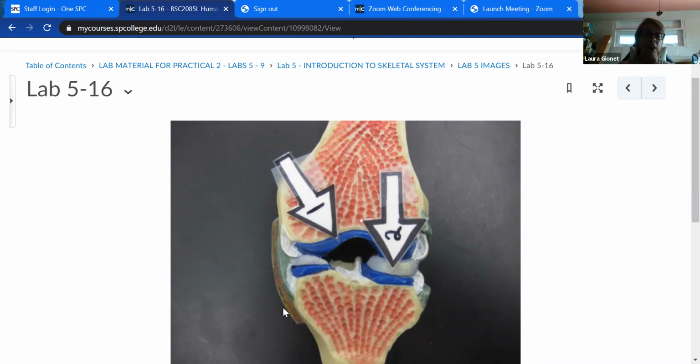We will come back and look at these green structures on the side. Those represent ligaments and tendons. We'll look at those again when we use this as an example of a synovial joint when it comes to types of joints.